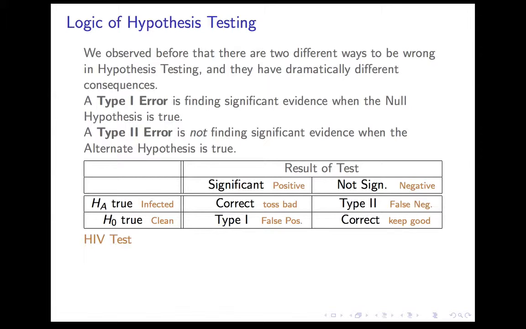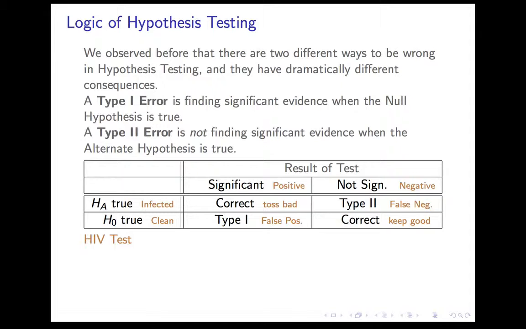So you're literally looking to see if you find the antibodies to HIV in the blood. Then it tests positive, we say, and if you don't find evidence, it tests negative. So here the alternate hypothesis is that the blood is infected, and the null hypothesis is that it's uninfected. It's the default assumption. Once again, two ways to be correct. You can throw out bad blood, or you can keep good blood. Two ways to be incorrect.